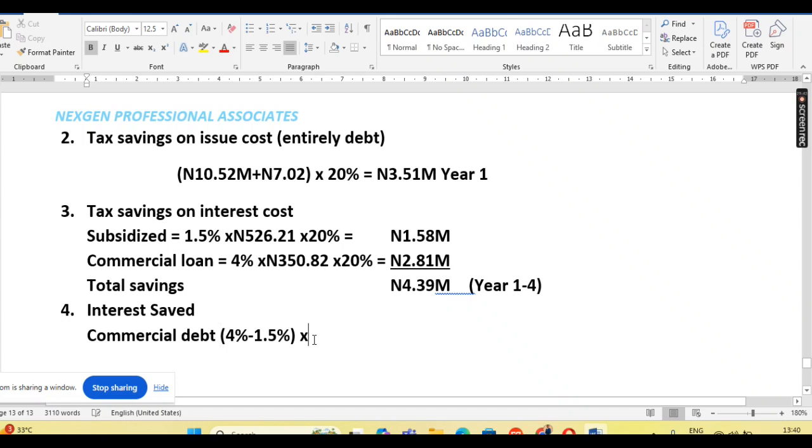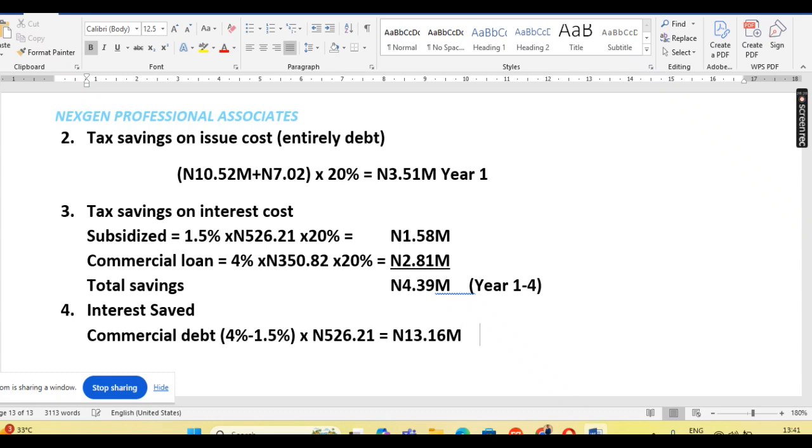Okay. So we have subsidized is 526.21. Right? So what is the interest rate on this? What is the gross interest rate? Quickly. 13.16. Please confirm.